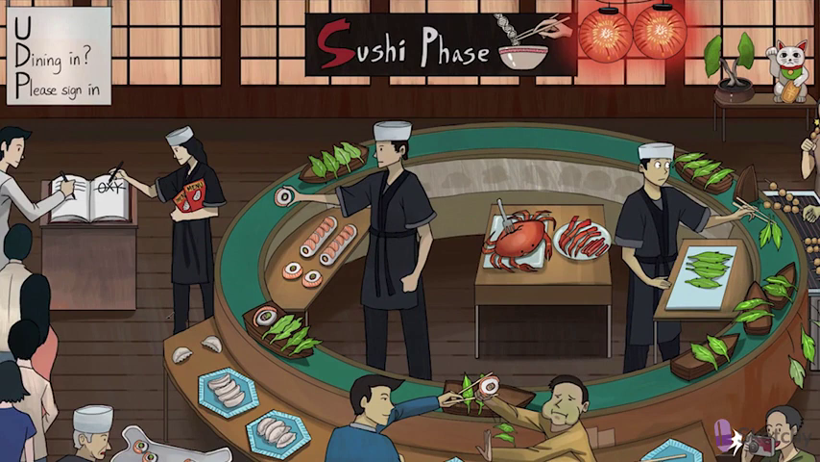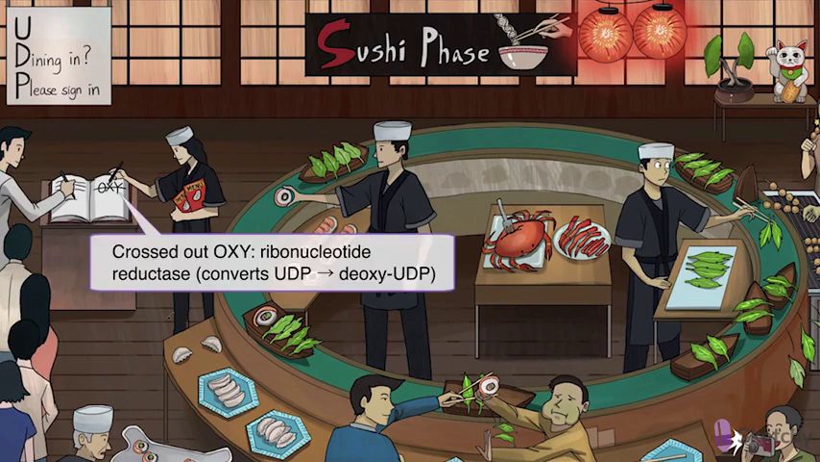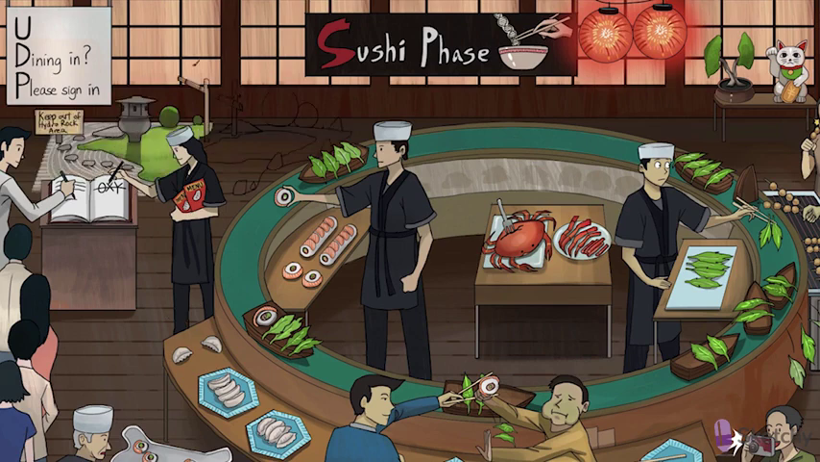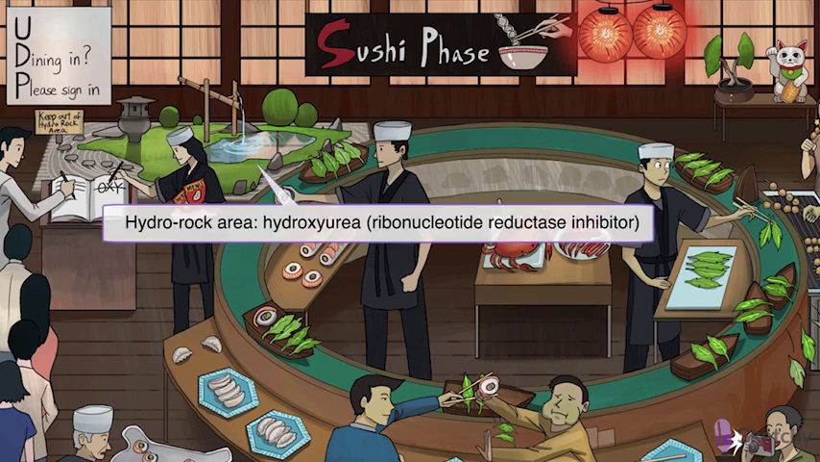As the waitress crosses off the name Oxy and reduces the length of the list, think of ribonucleotide reductase converting that UDP into its deoxy form. Now we're getting somewhere. Once we have DUDP, we can dephosphorylate it into those DUMP dumplings. And since the wait times at Sushi Phase can be, well, as the last Yelp reviewer put it, excruciating, why not enjoy the peaceful Zen garden fountain in the corner while you wait? A hydro rock area, if you will.